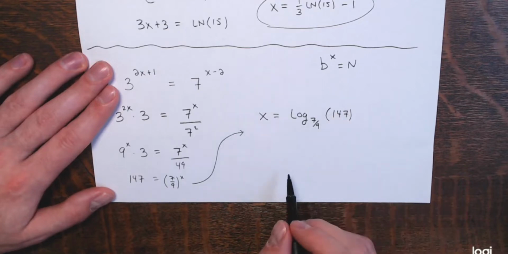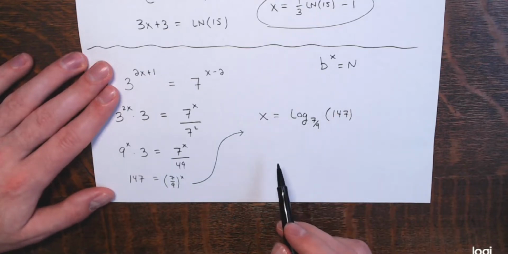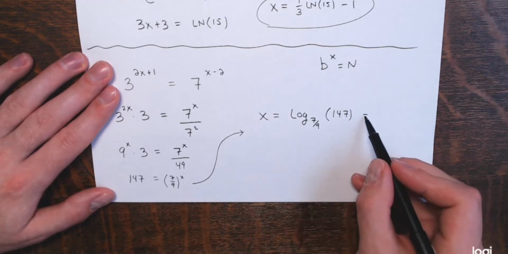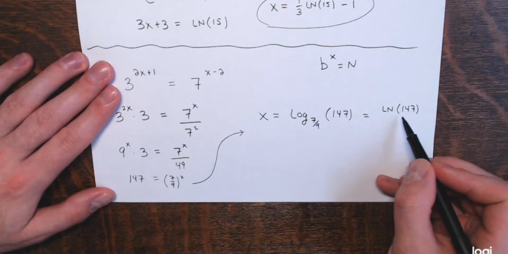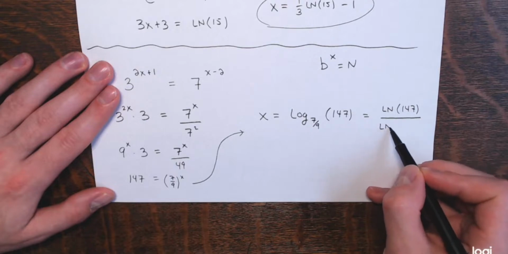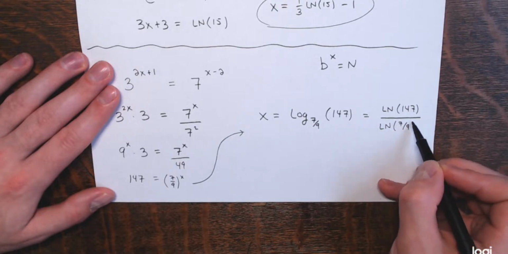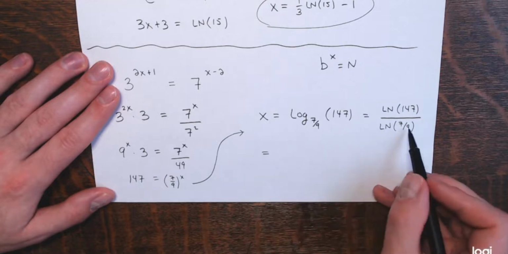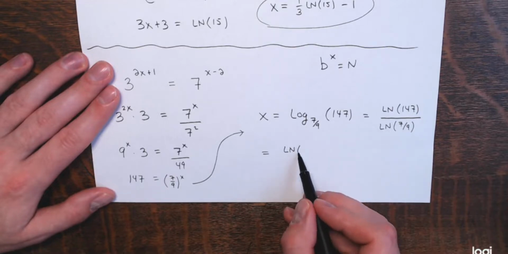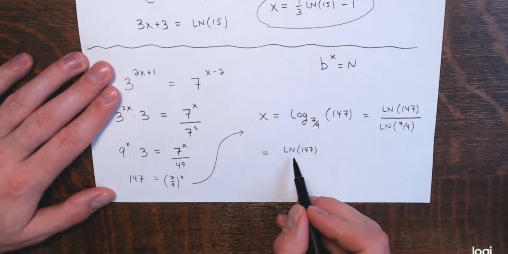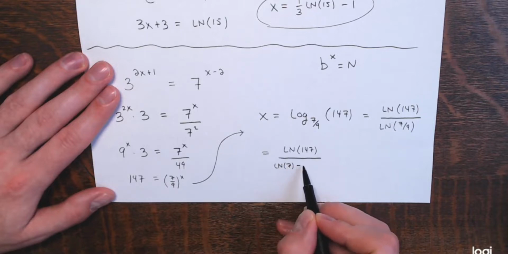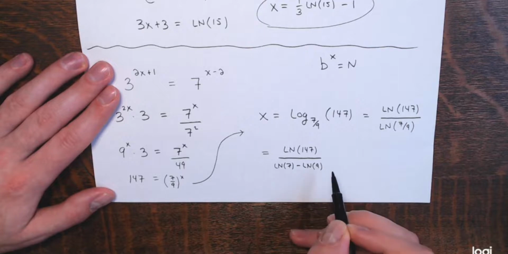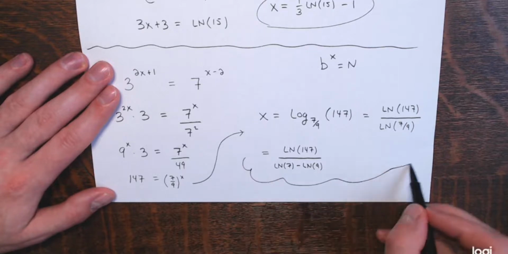And if you don't like that, change the base. This is the same thing as the natural log of 147 divided by the natural log of 7/9. And if you don't like the natural log of 7/9, you can rewrite that. That's the natural log of 147 divided by, and then in the denominator we have the natural log of 7 minus the natural log of 9. And again, all these are the same thing. They're all the same number.